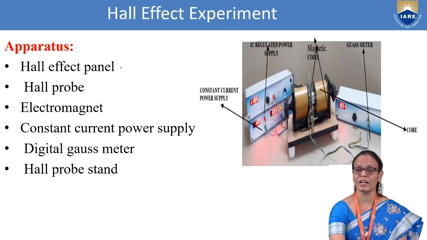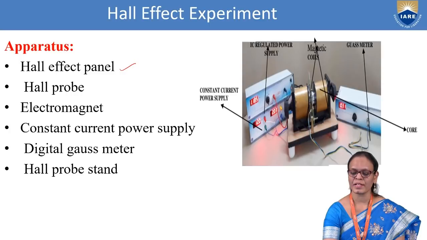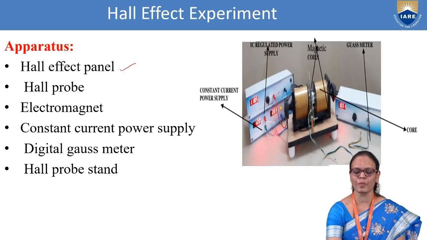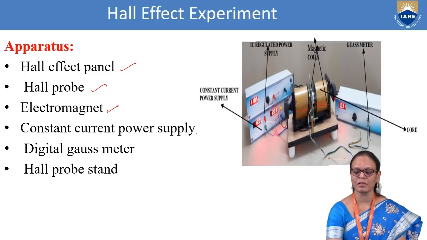We need a Hall effect panel. You can see here this Hall effect panel which is kept in between the two magnets here. This is the Hall effect panel. This is the Hall probe. And these two are the electromagnets. You can see these two magnets here. They are the electromagnets, and a constant power supply.